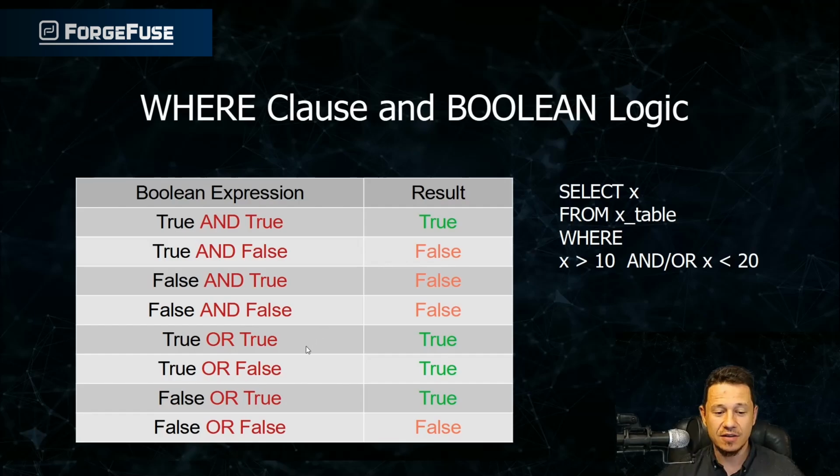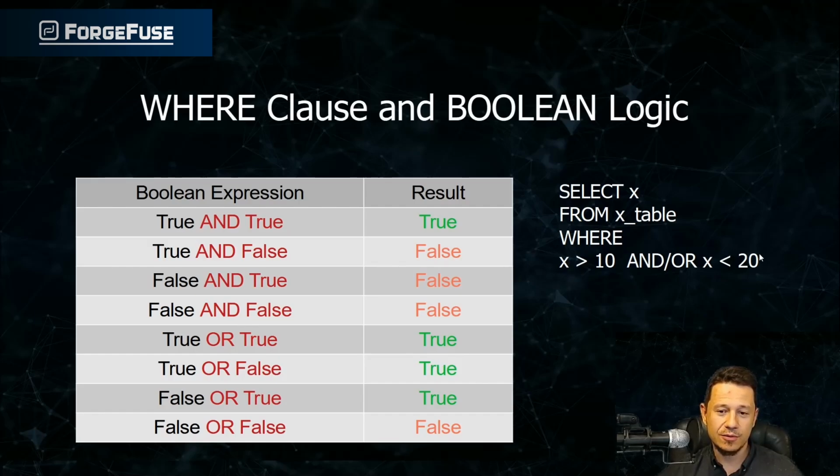On the other side, if we are using the OR operator, only one condition has to be met for the row to be returned. So for example, if our x in the table has a value of 25, it is greater than 10, so the left-hand side is true, but it's less than 20, which means false. But the result is going to be returned because only one of the conditions is met.